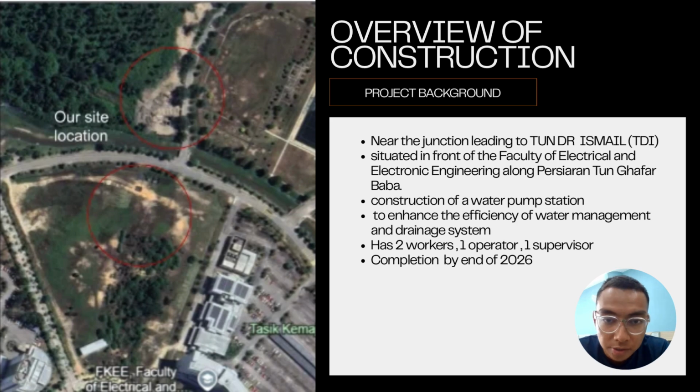The main purpose of this project is to improve the efficiency of water management and the drainage system, helping to reduce water accumulation and improve stormwater discharge in the surrounding area. During our site visit, we observed that the project was being carried out by a small construction team consisting of two workers, one excavator operator, and one site supervisor, Mr. Shamim. According to information provided on the site, the project is scheduled for completion by the end of 2026.